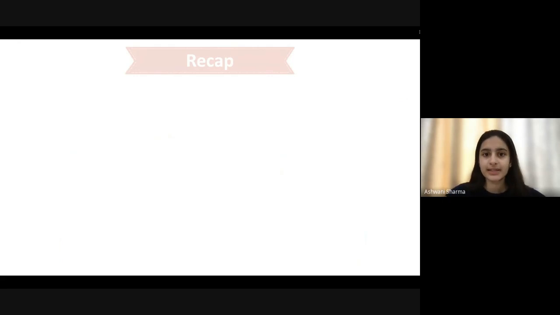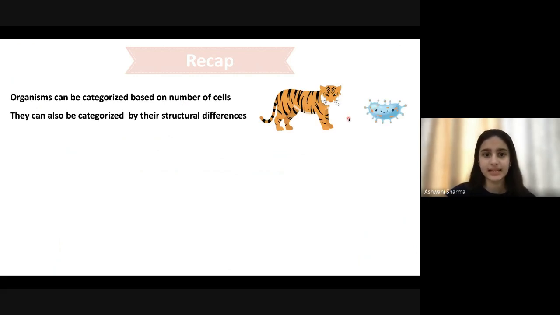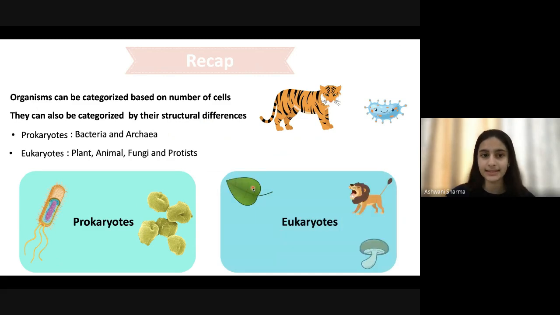Before we go into that, let's do a quick recap of what we know till now. Organisms can be categorized in many ways. One way is based on the number of cells present in the organism, as multicellular or unicellular. Another way is based on their structural differences, as prokaryotes or eukaryotes. Prokaryotes mainly consist of bacteria and archaea, whereas eukaryotes consist of plants, animals, fungi, and protists.